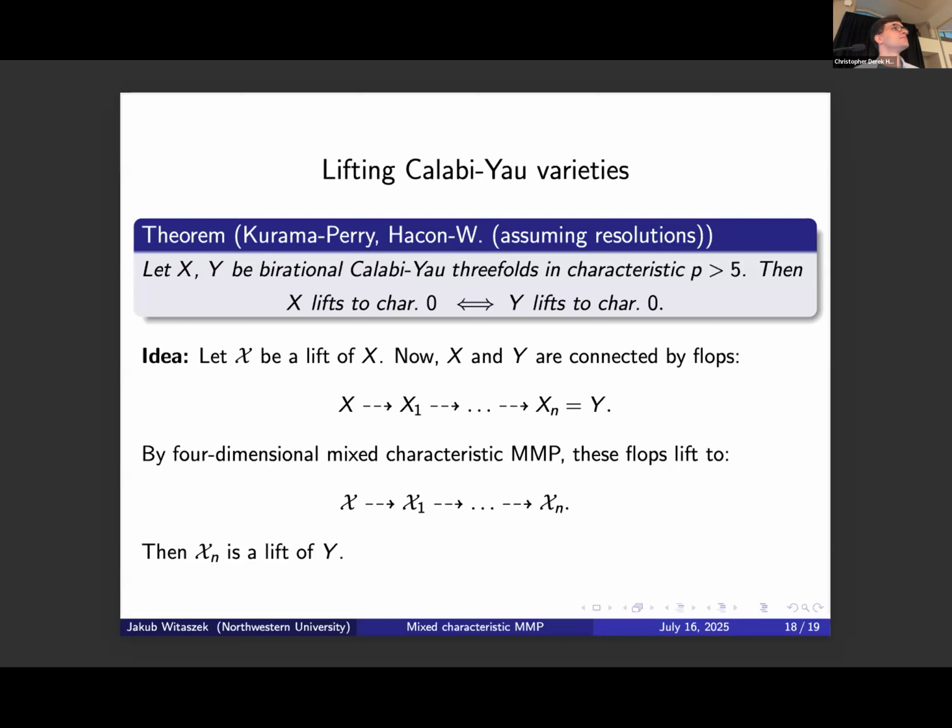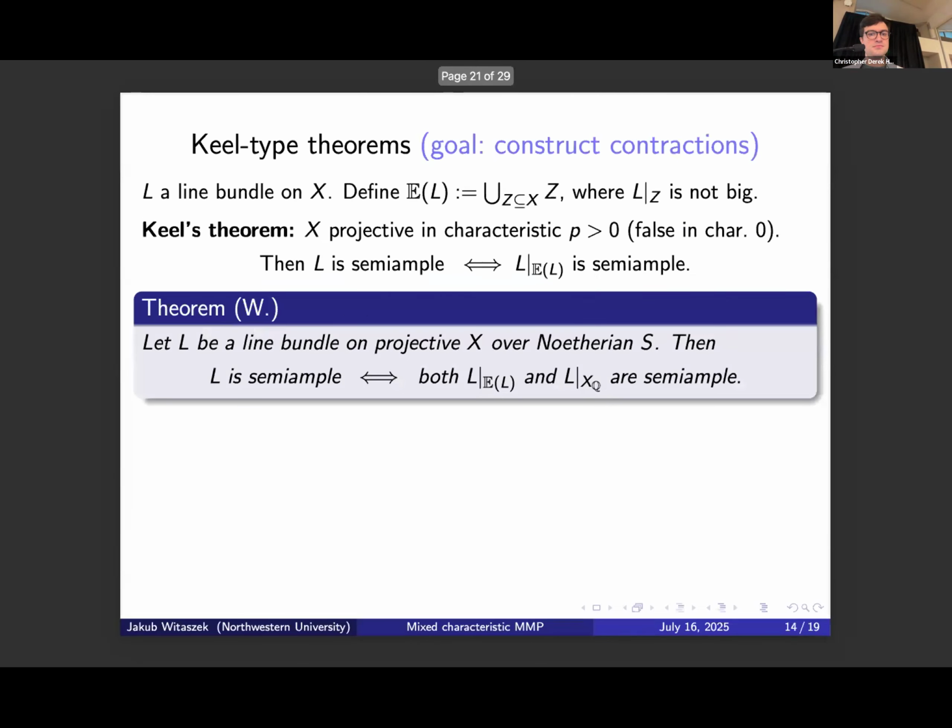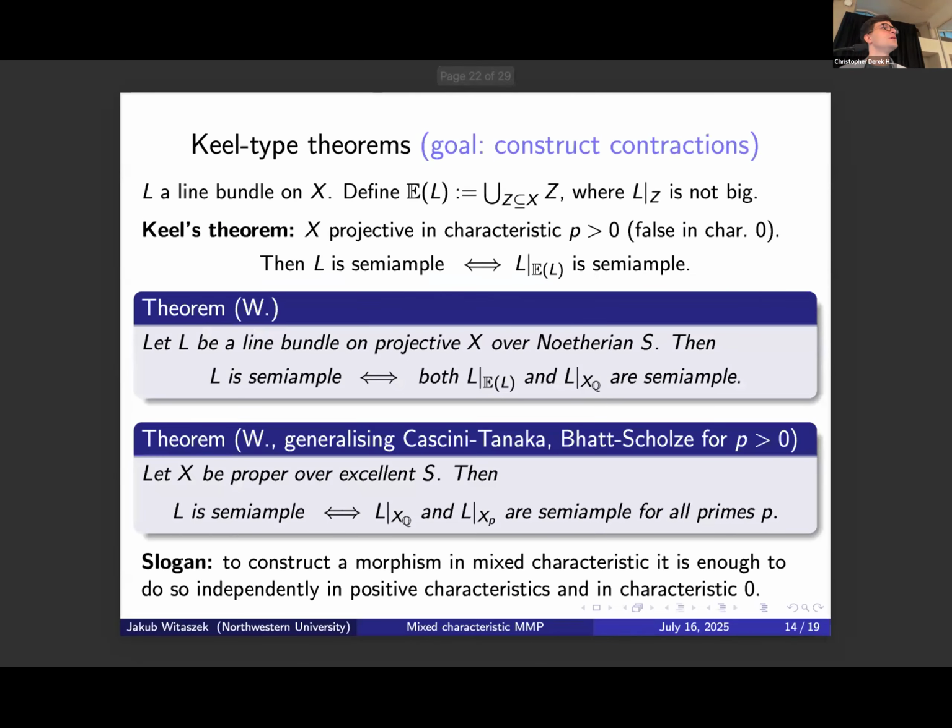Can I ask about this semi-ample? Mm-hmm. Did that to check for the section class? Did semi-ample together with semi-ample?